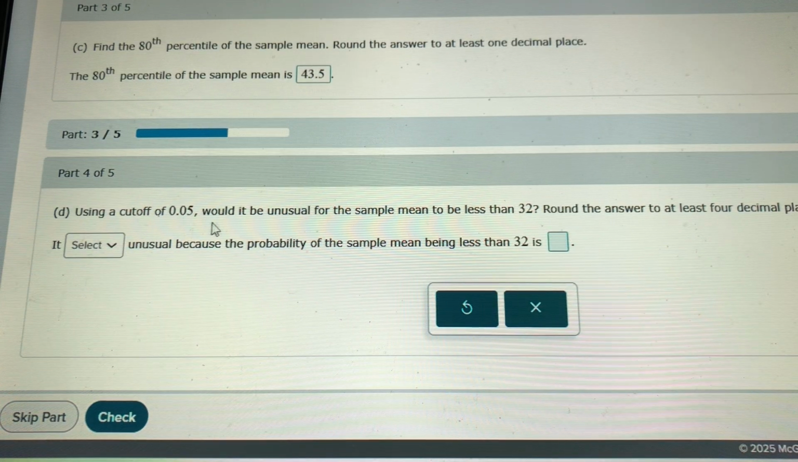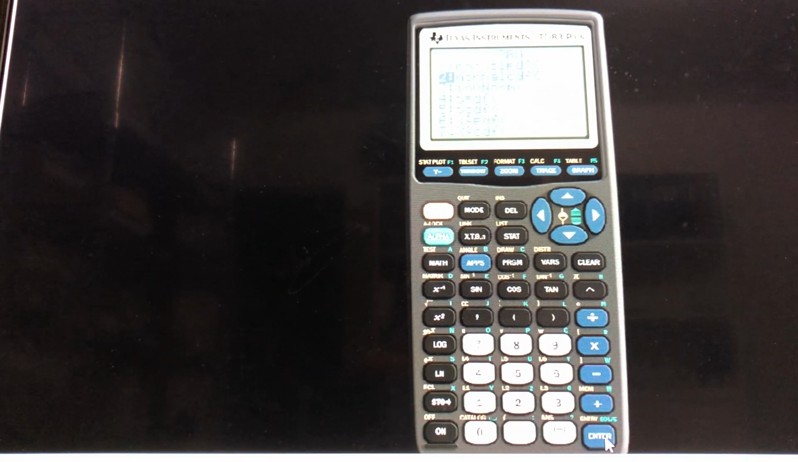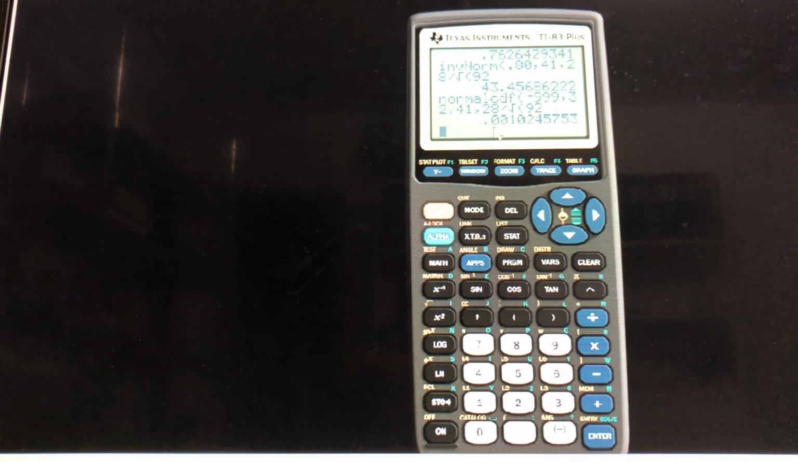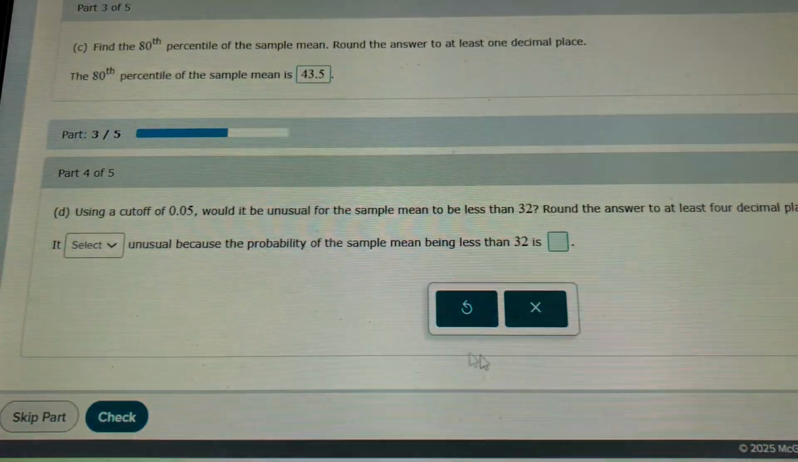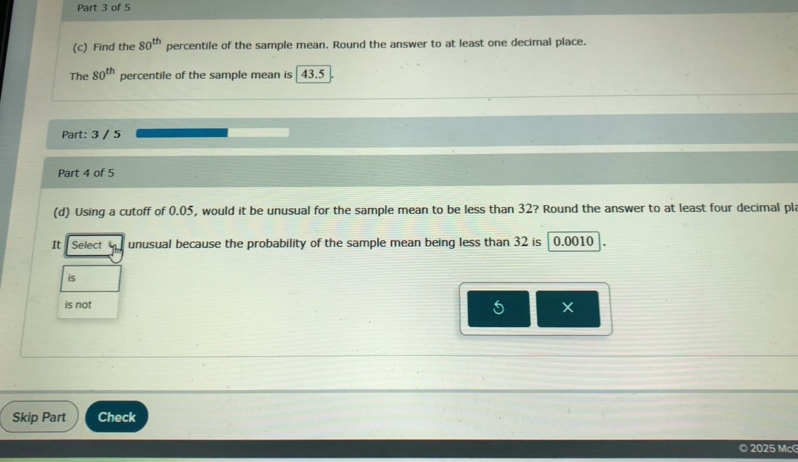Using a cutoff of 0.05, would it be unusual for a sample mean to be less than 32? So probability that you're less than 32: normal CDF, negative 999, 32, then the 41, and then 28 divided by the square root of 92. We do have the square root of 92 here because they're still talking about the sample. And this has a very low probability, 0.0010. That's way less than 0.05, so yes, this is unusual.